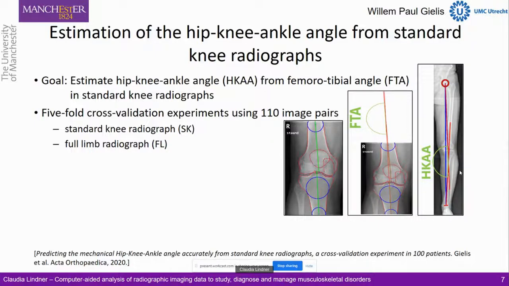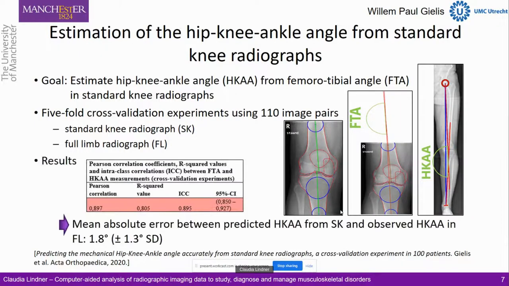And then, as part of the study, we developed a bone finder model to outline structures of the knee. So you can see that on that first image here. The red outline with the black dots, that is the automatic outline that was generated by our bone finder system. And then we use these automatically located points to calculate the femoral tibia angle in the standard knee radiographs.